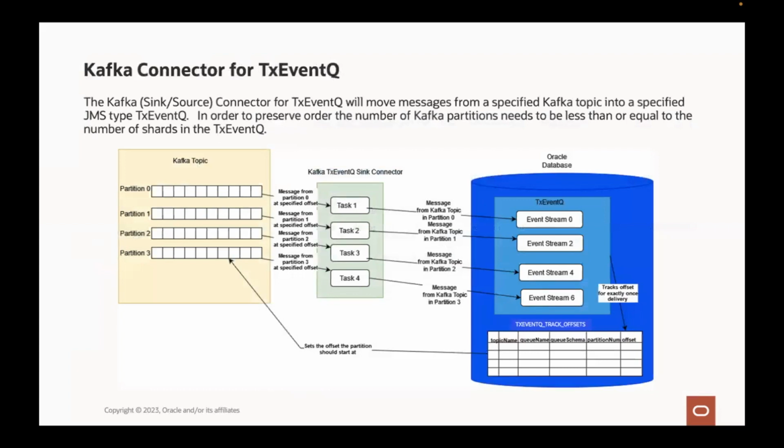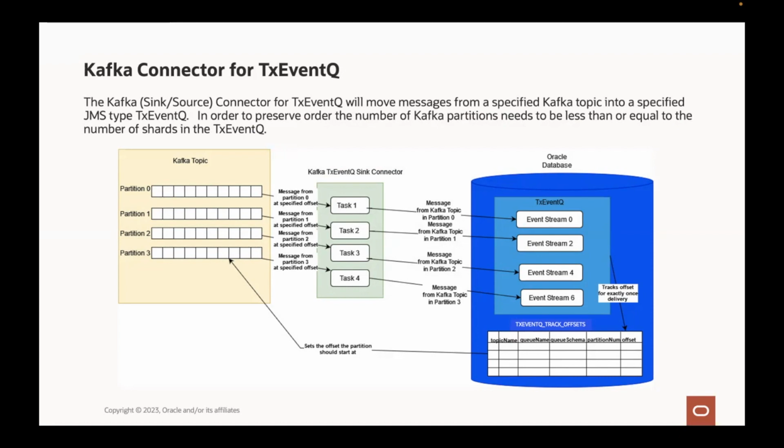Oracle Database 23C also supports bidirectional information flow between transaction event queues and Kafka in near real time. Apache Kafka Connect is a framework included in Apache Kafka that integrates Kafka with other systems. And Oracle Transaction Event Queue configures standard Kafka JMS connectors to establish interoperability and complete the data flow between the two messaging systems.